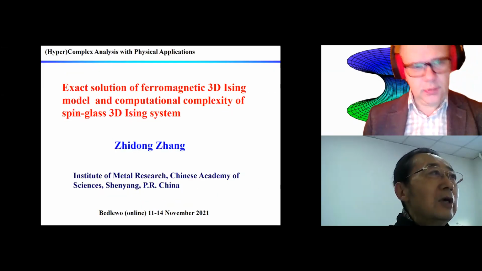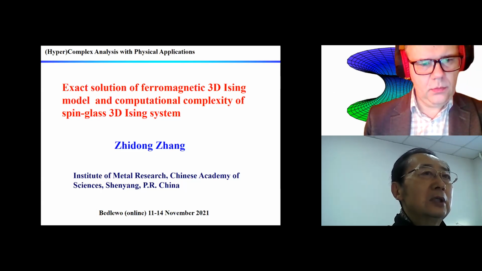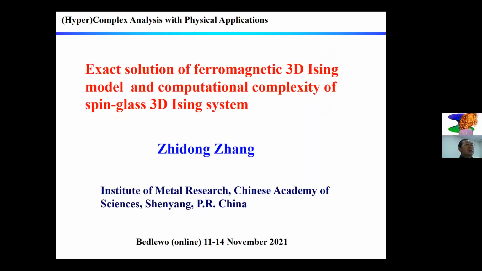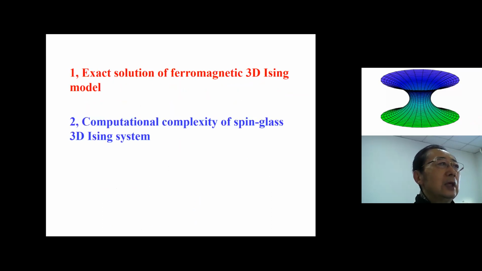Okay. Hello, everyone. Good morning. First of all, I would like to thank the organizers of the conference for inviting me to give the talk. The title of my talk is Exact Solution of Ferromagnetic Three-Dimensional Ising Model and the Computational Complexity of the Spin Glass 3D Ising System. I'm Zhidong Zhang from the Institute of Metal Research, Chinese Academy of Sciences. My talk has two parts. The first part is the exact solution.